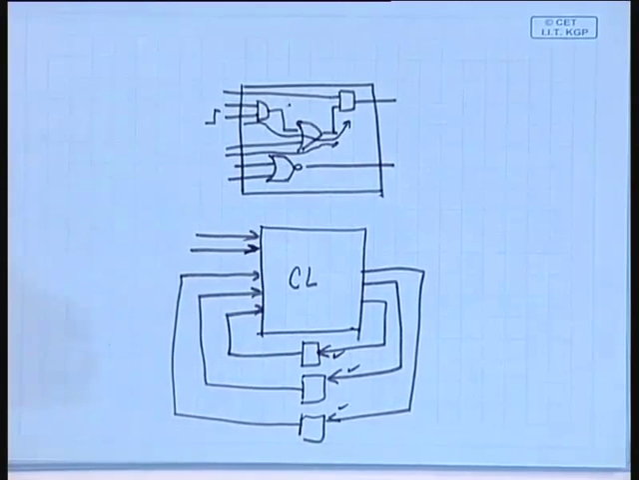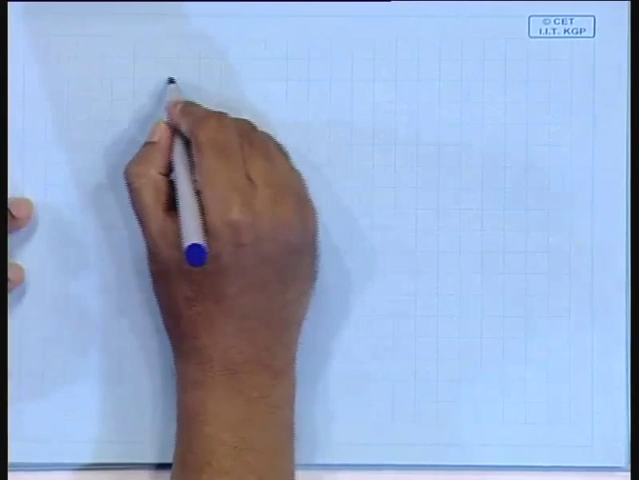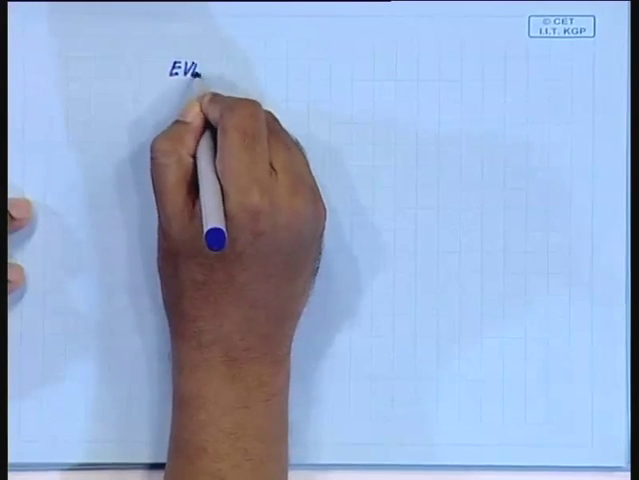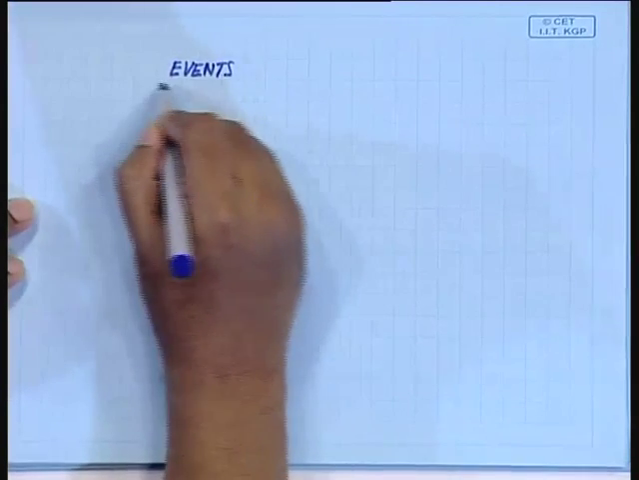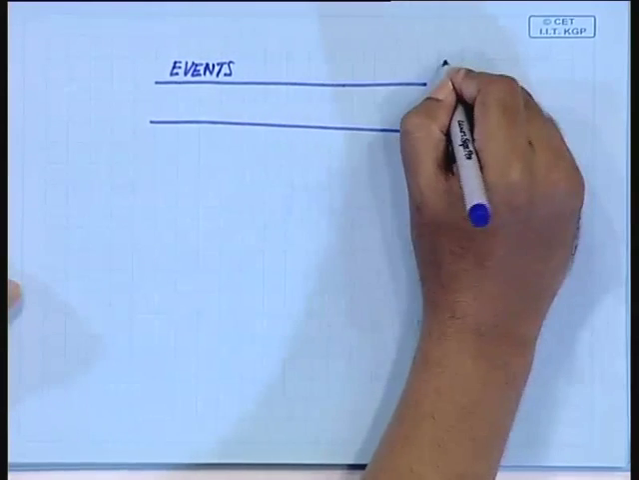Then after that, we were looking at approaches to perform the event driven simulation. How does the event driven simulator work? There we were looking at the notion of a timing wheel or an event manager. Essentially every event driven simulator goes through the following steps. The basic structure is like this, that there is a list of events, and this list of events is sorted on time.